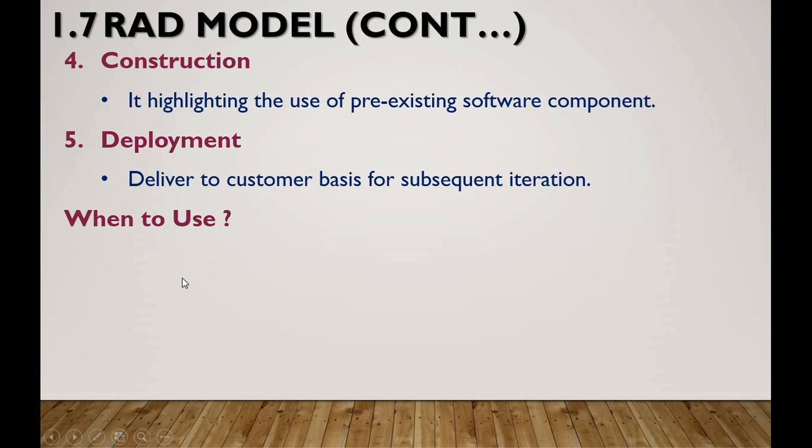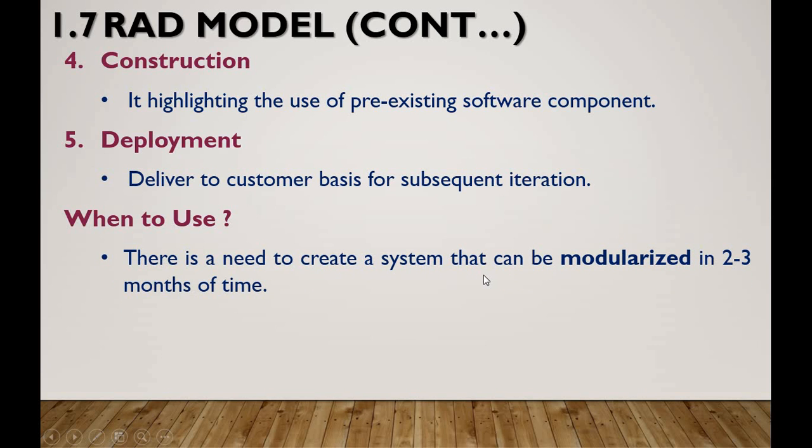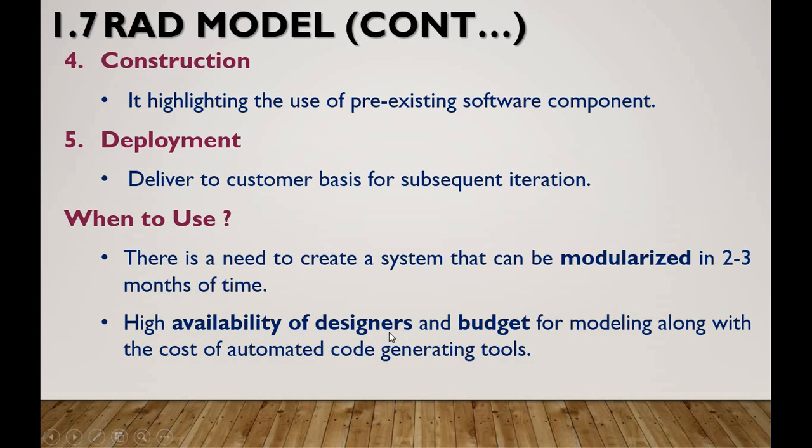Now the main question is when we can use this RAD model. There is a need to create a system that can be modularized in 2 or 3 months of time. So our answer is that when we have to complete our project in 2-3 months, or we can say 60 to 90 days, then we can use this model. Also, high availability of designers and budget for modeling, along with the cost of automated code generating tools. When we have this type of tools, then we can use this RAD model. Resources with high business knowledge should be available.